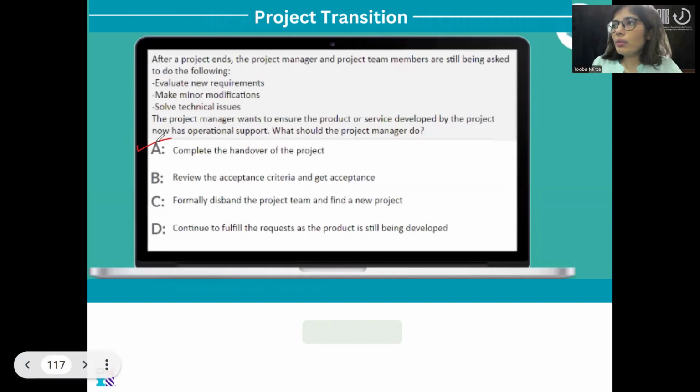Anyone who has selected A, would they like to share their thoughts? Why A and why not B? Because I think it's clearly obvious. It's why not, it's C and D. But why A and why not B?